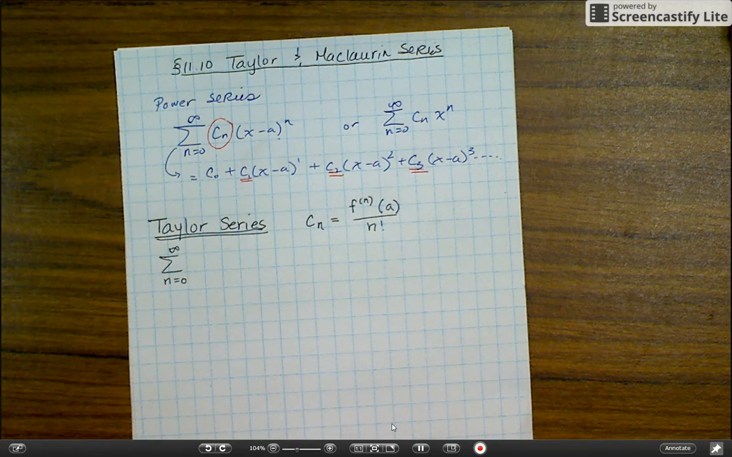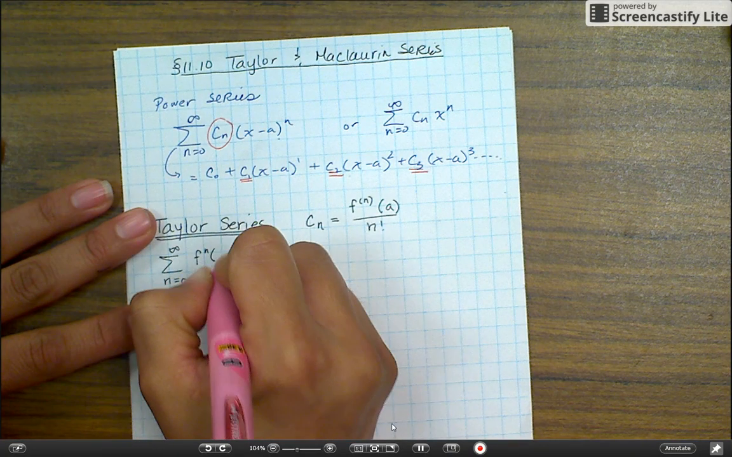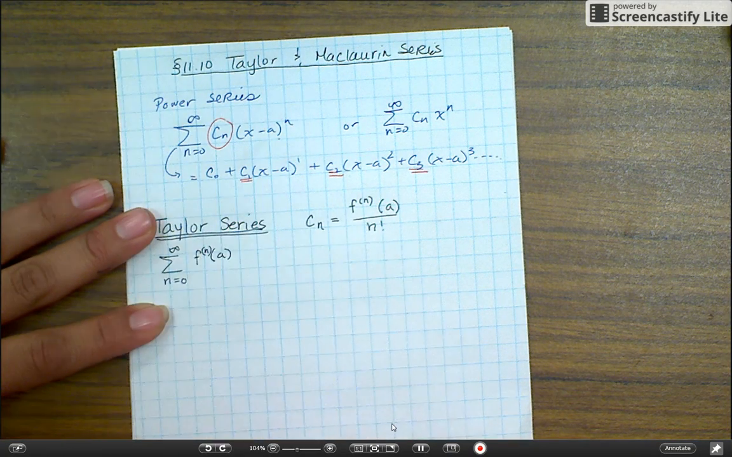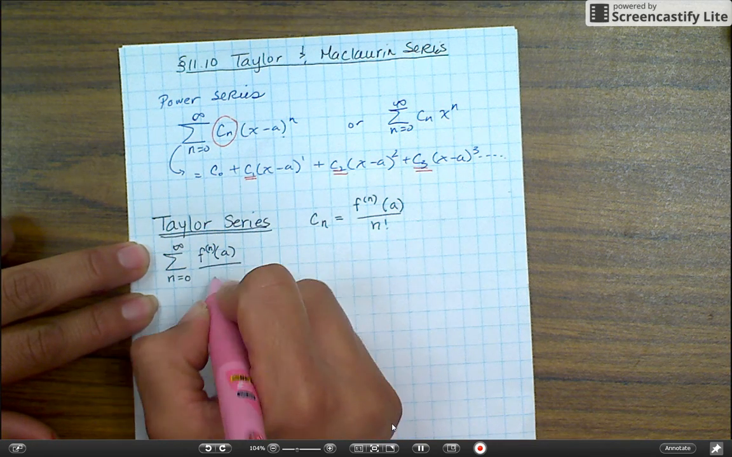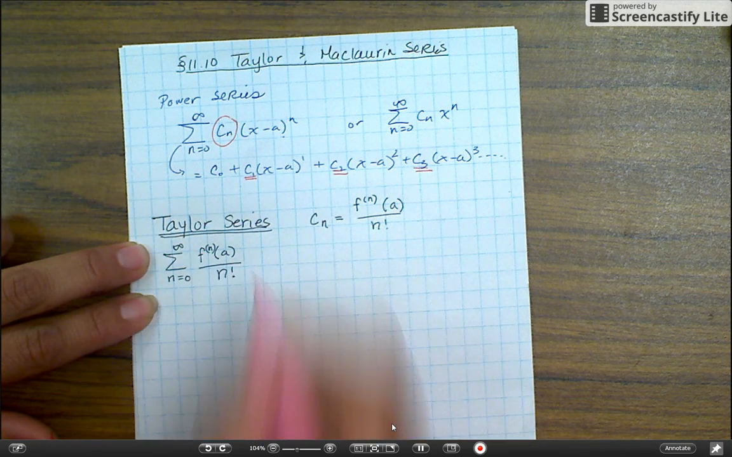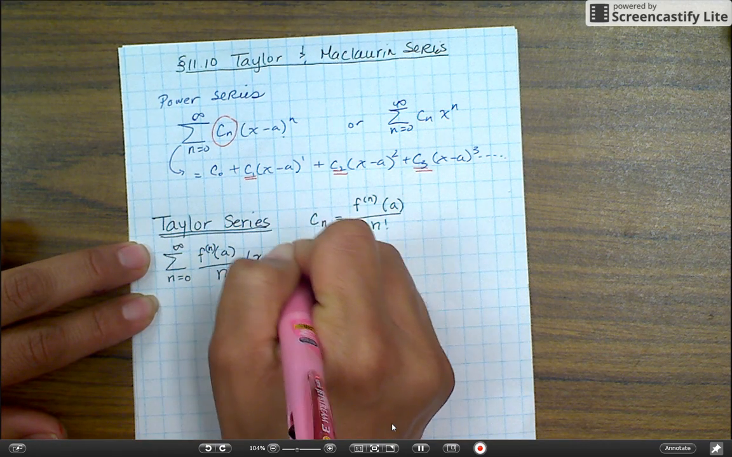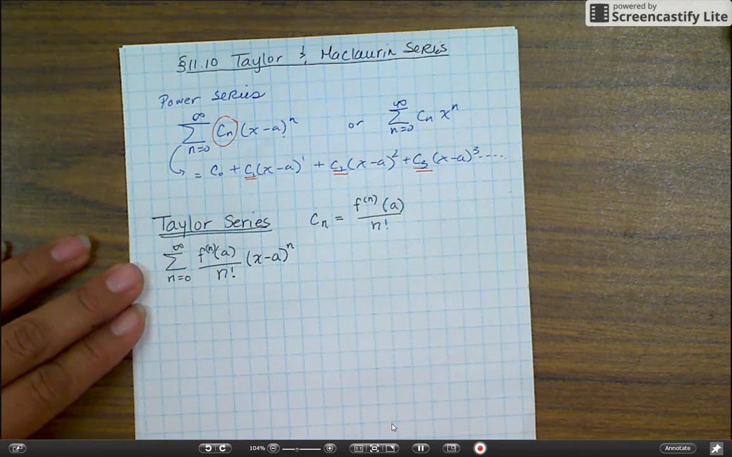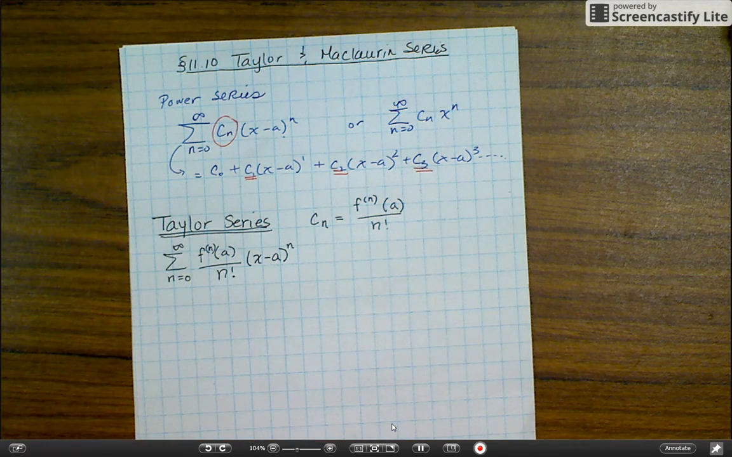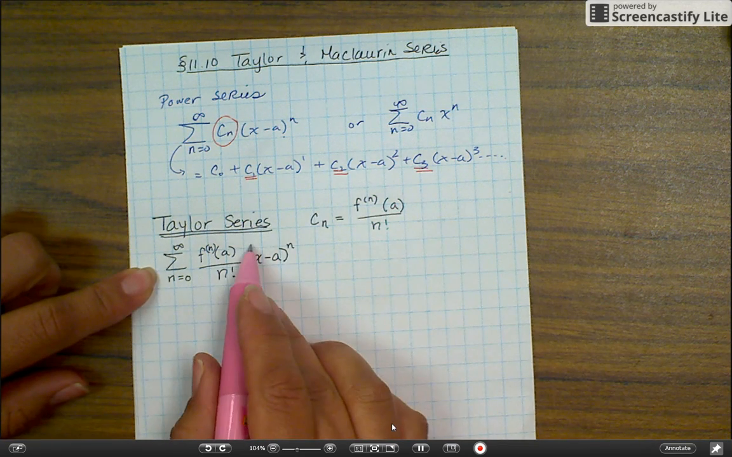So the Taylor series is this. The nth derivative evaluated at a, I put parentheses there because that will denote that it's a derivative and not a power, divided by n factorial, times the quantity (x minus a) to the n power. This is the Taylor series.